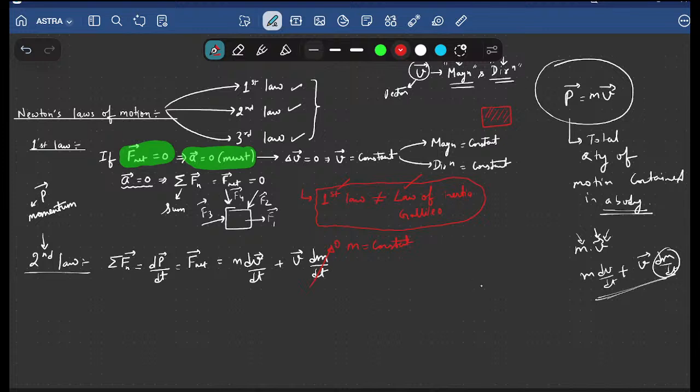If something is not changing, then its rate of change with respect to time is zero. And zero into anything becomes zero. So it becomes m dv by dt. Then tell me, what is dv by dt? dv by dt is acceleration. So the net force becomes ma. But always remember, this is not always true.